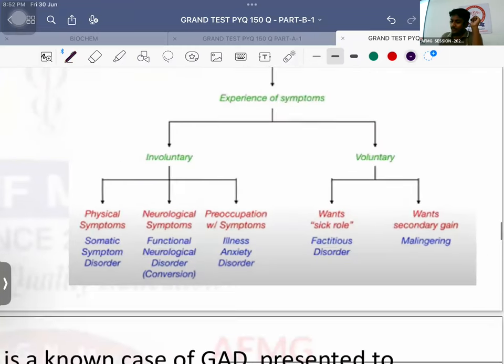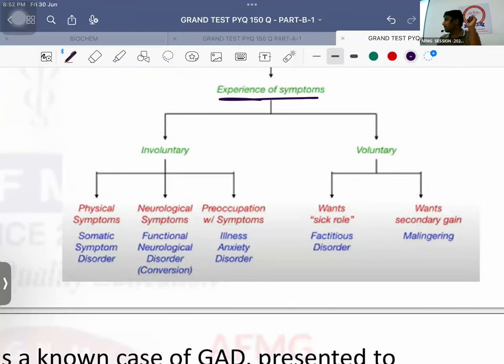So important is, if the patient is experiencing symptoms, this table is very easy, everything will be remembered. If the patient is having experience of some symptoms, and they are voluntary symptoms, voluntary meaning he is producing them himself. Okay, voluntary symptoms. So the patient is producing the symptoms on his own. And why is he producing the symptom? Because he wants a sick role. That means because he wants some medical attention. That is nothing but the factitious disorder. What was the name of the syndrome I mentioned earlier?